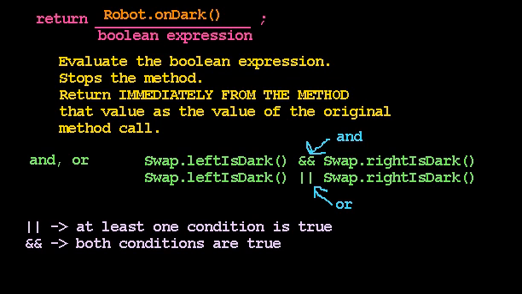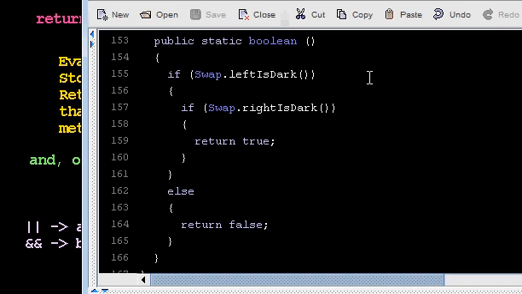Hello. In this video I want to look at just a couple of loose ends when working with Boolean values and Boolean methods. I think these are some more subtle issues, but we're going to need to understand them eventually. The first is, I wrote this method that's supposed to determine if both left and right sides of the robot are dark.